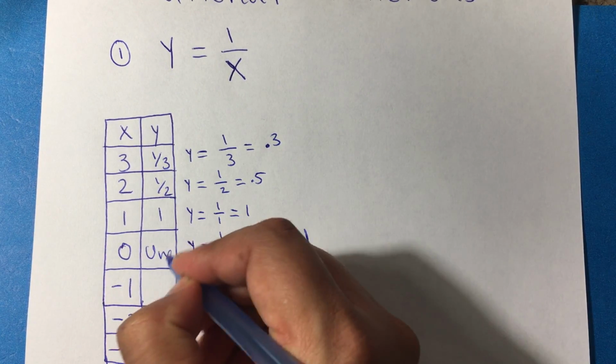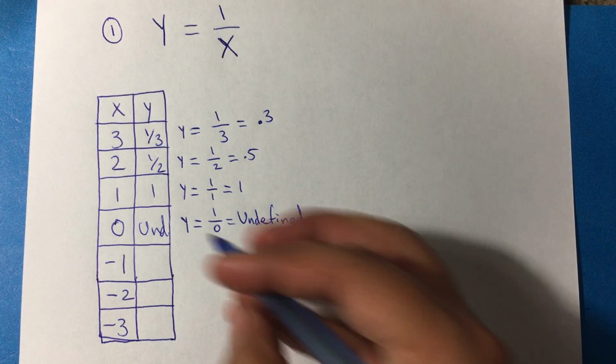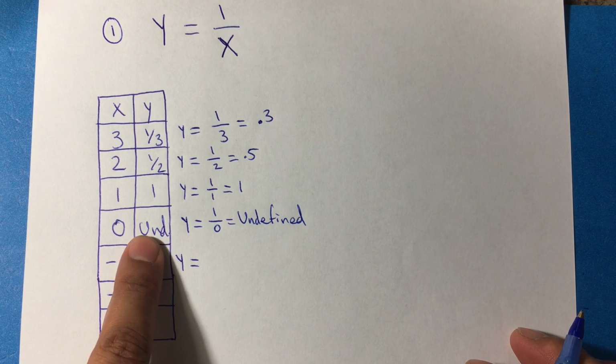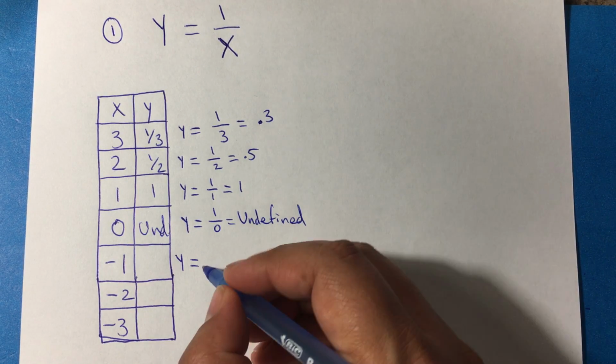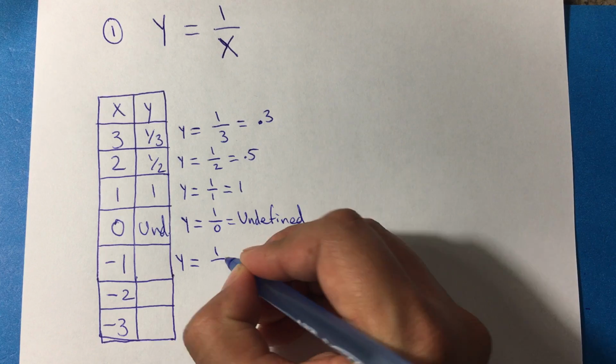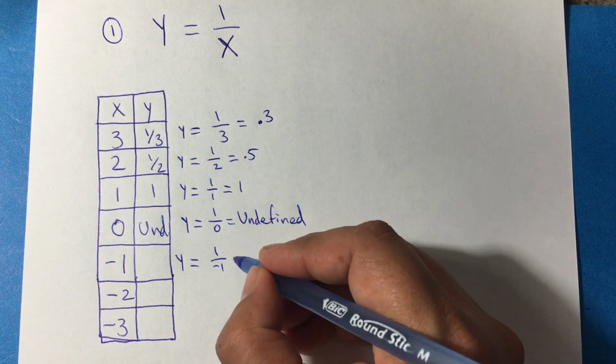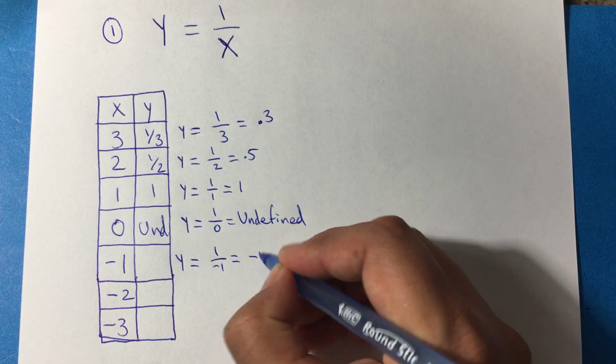And so, just put undefined. That's why we have that asymptote where we cannot touch it, okay? y equals 1 divided by -1. Remember, we're just substituting x by that value. And so 1 divided by -1 is -1.